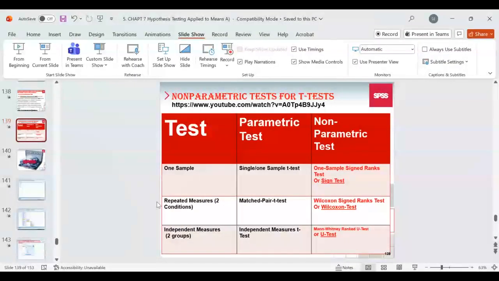Like in this case, you can see this table. We talked about this last time. Last time we talked about the single sample t-test, and then we went over the non-parametric substitute for it, which was the sign test. Tonight we're going to go over the Wilcoxon test, which is the substitute for the matched pair or paired t-test. And then again, next time, in about a couple of weeks, we're going to go over the Mann-Whitney U-test. We'll talk about it then.